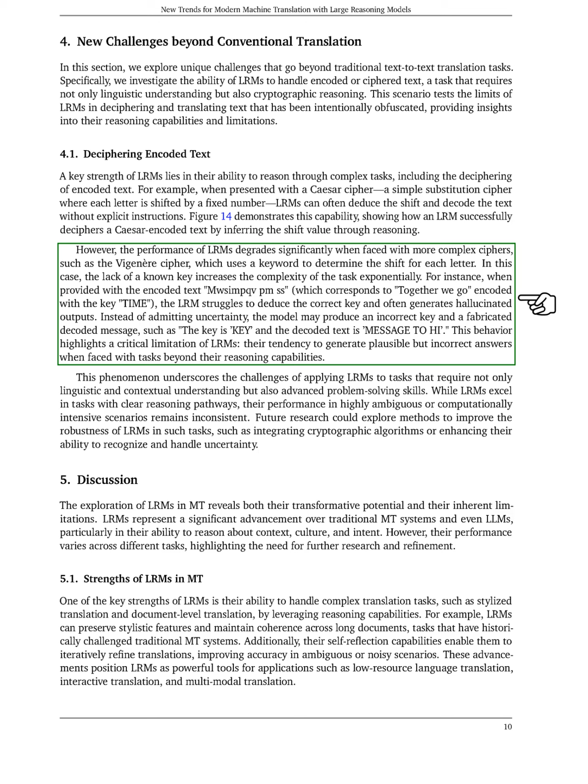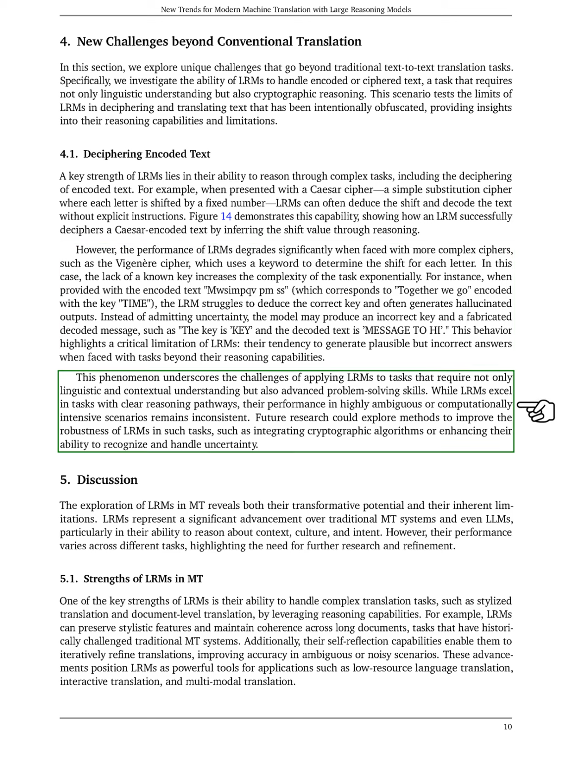For example, when given the encoded text, MWSIMP-QVPMSS, which translates to, "Together we go," using the key, time, the LRM struggles to find the correct key and may produce incorrect outputs instead. This behavior shows a key limitation of LRMs. They can generate plausible but wrong answers when faced with tasks that exceed their reasoning abilities. This highlights the challenges of using LRMs for tasks that require advanced problem-solving skills in addition to linguistic understanding.